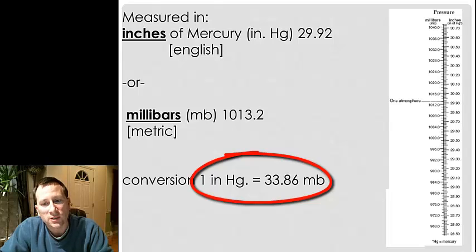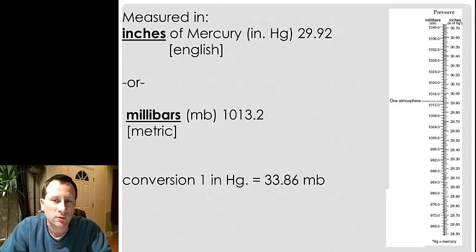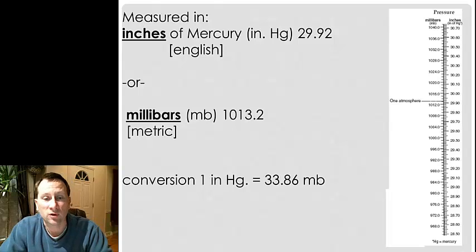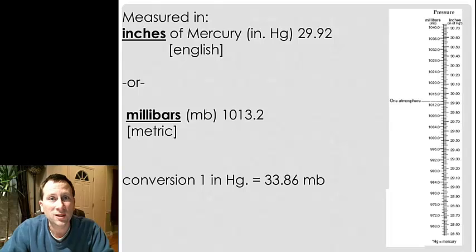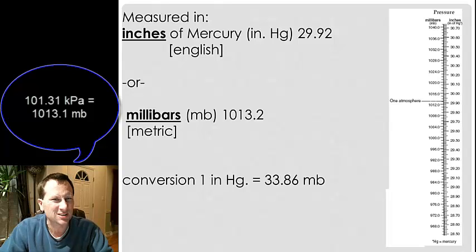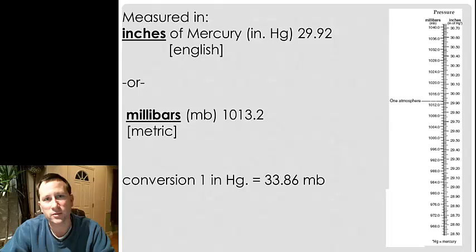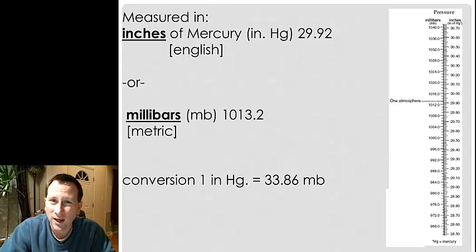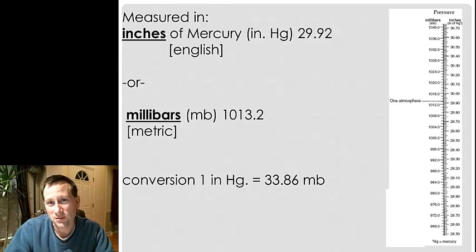1 inch of mercury is equal to 33.86 millibars. Now, the standard atmospheric pressure at sea level on Earth is 1,013.2 millibars. Now, in kind of a quirk, if you go to Canada, they will report the air pressure in kilopascals. So it would be 101.32 kilopascals. If you look at the millibar number and all the digits seem the same, it's because they are. They just move the decimal place one to the left. I don't know why they do that, but it's Canada, whatever.